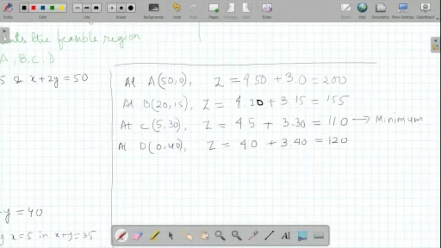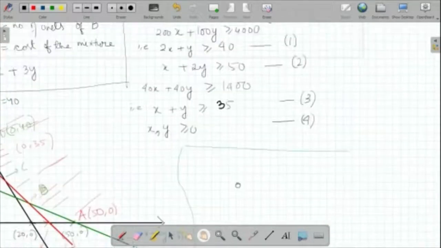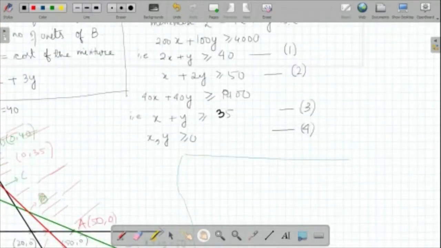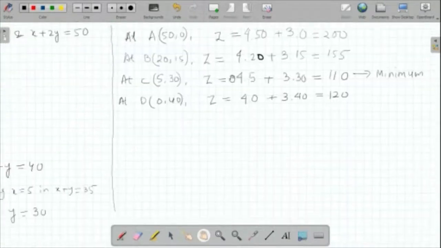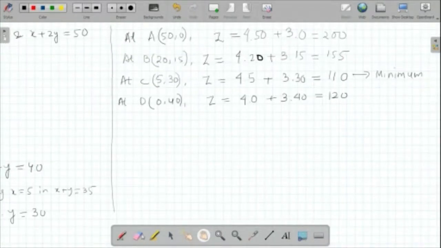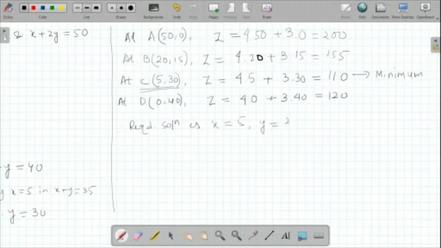Right? The question says minimize z. So the minimum value is 110. Therefore, the required solution is x equals 5 and y equals 30. And this is the solution of the 2013 question. Okay, hope you enjoy.